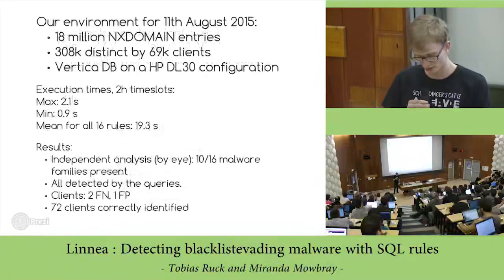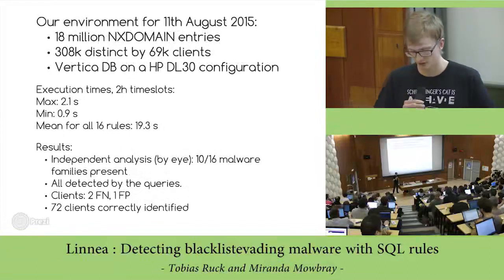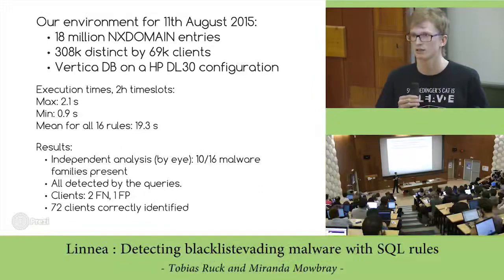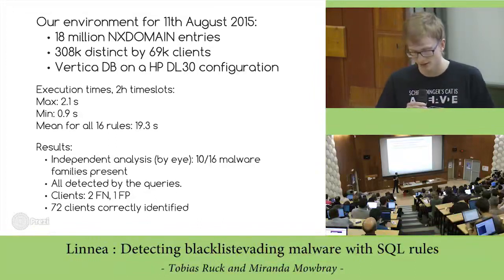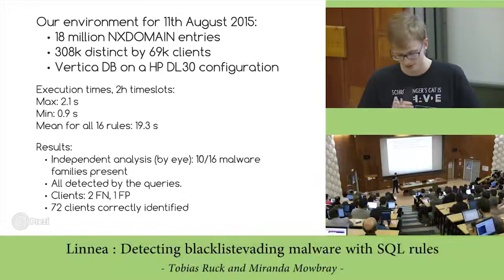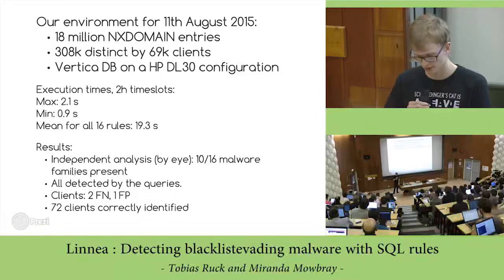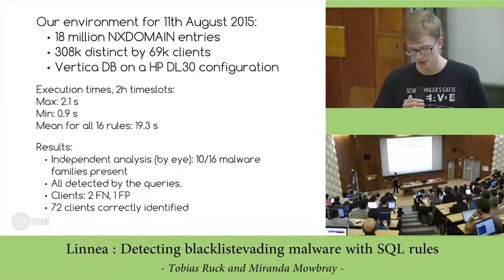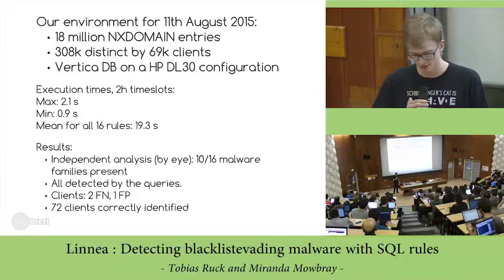So what are our results? We tested our environment on the 11th August of 2015. We had 18 million NX domain entries in our database. We had 300,000 distinct non-resolving domains by 69,000 clients. We ran everything on a Vertica database on an HP DL380 configuration, since the performance is actually pretty high. For 2 hour time slots, we have 2.1 seconds for the slowest query and 0.9 seconds for the fastest query.